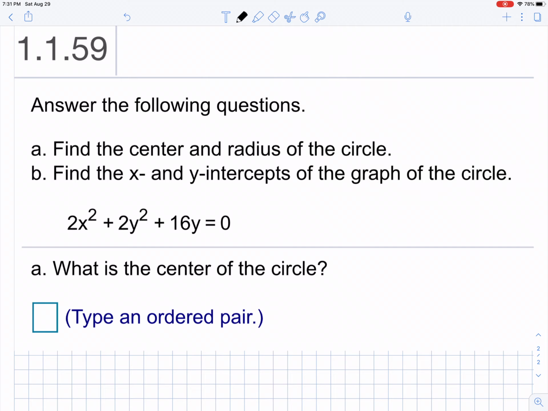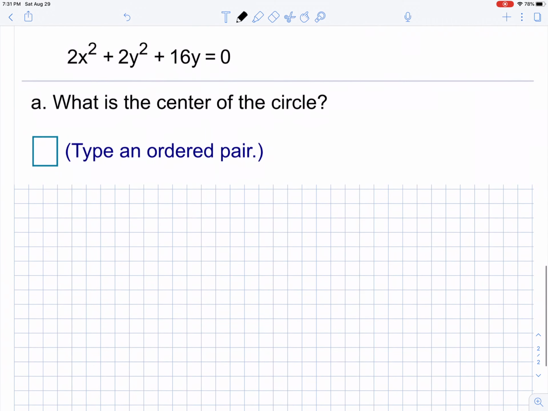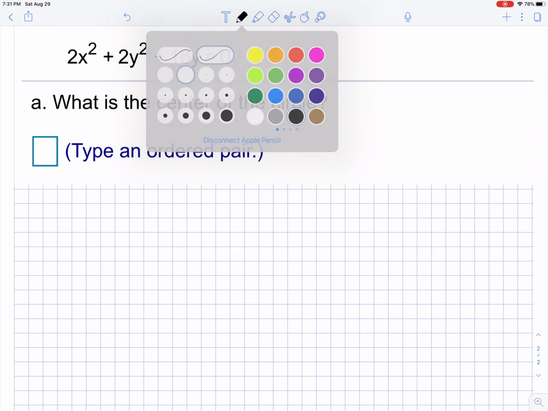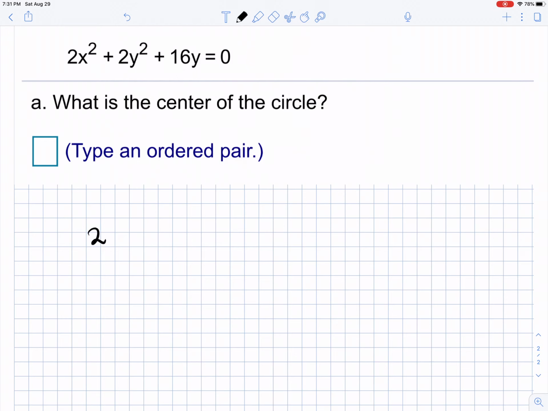So usually with something like this, let me start with a copy of the original. We have 2x squared plus 2y squared plus 16y equals 0, right? To get this one in the standard form of the equation of a circle, we have to use a technique called completing the square.